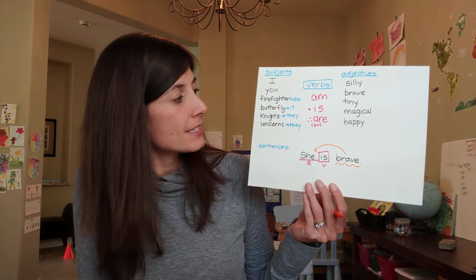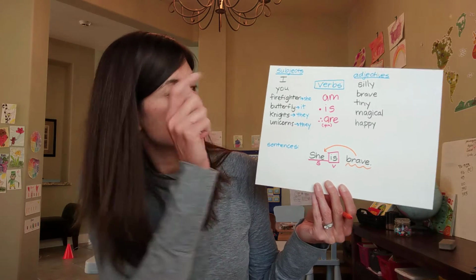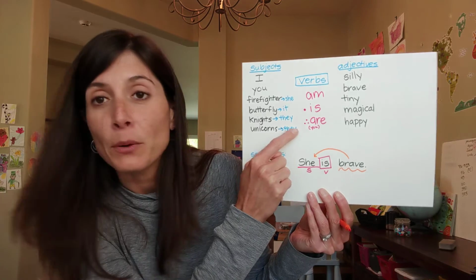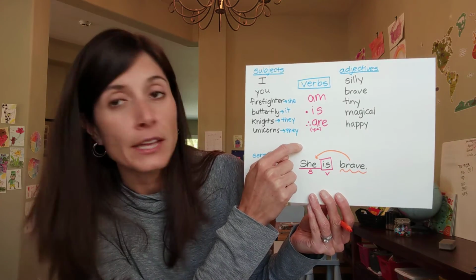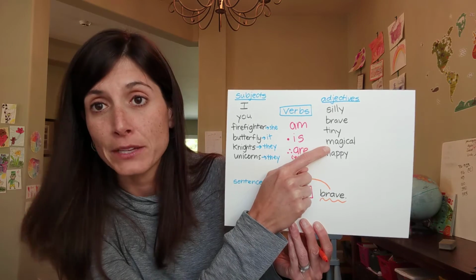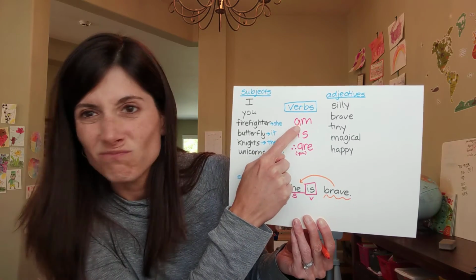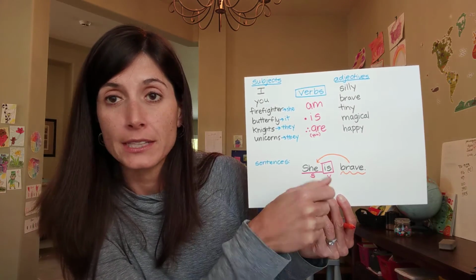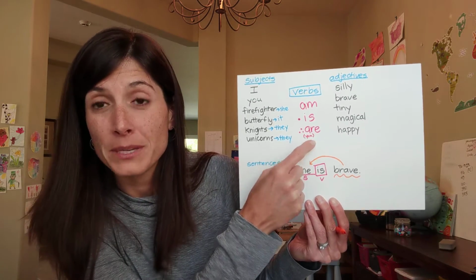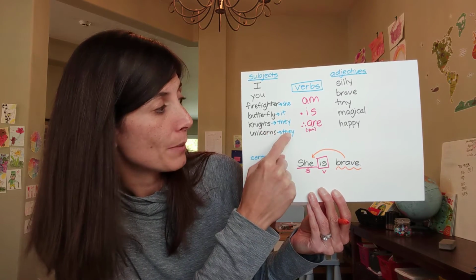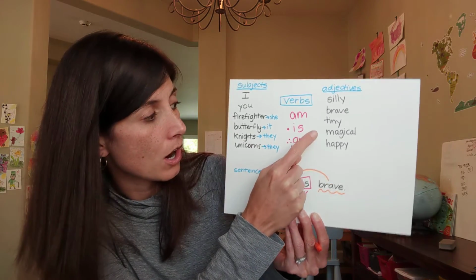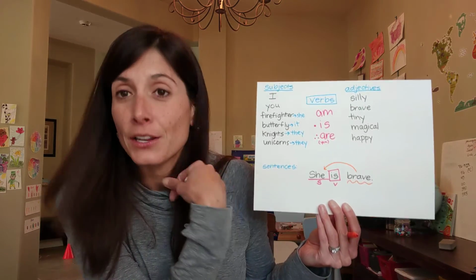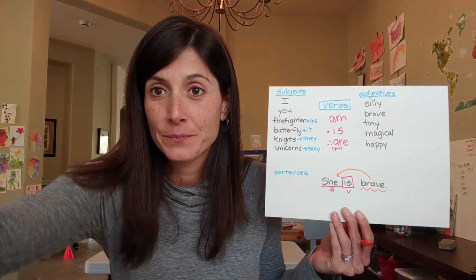For our next sentence, I want us to use unicorns, popular subject in my house, but we're going to use the pronoun they. And unicorns, of course, should be described as magical. Am, again, I can't use it, only for I. My choices are is and are. Which to be verb do I need? I hope you said are because I have a plural subject. So my sentence is, they are magical. I want you to write the sentence, underline the subject, box the verb.